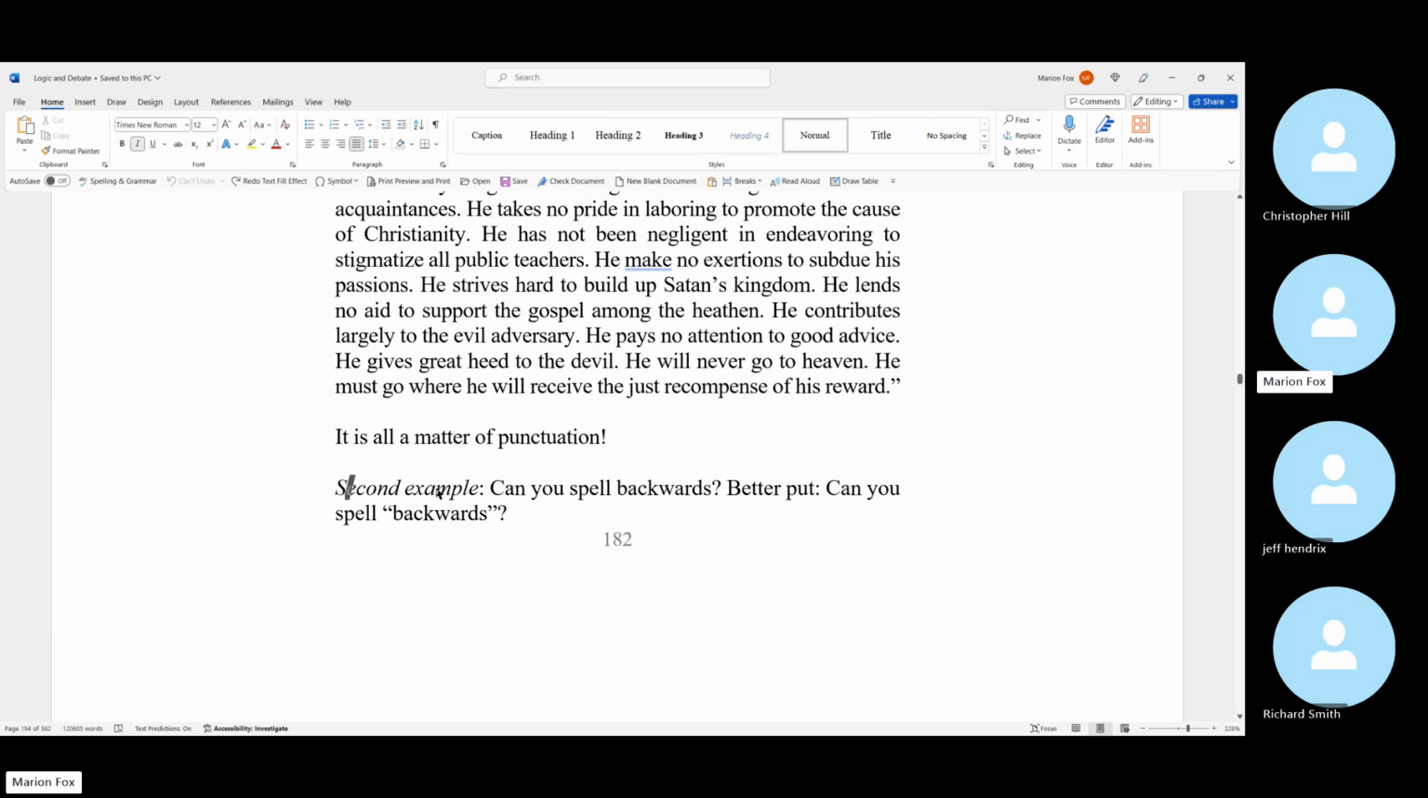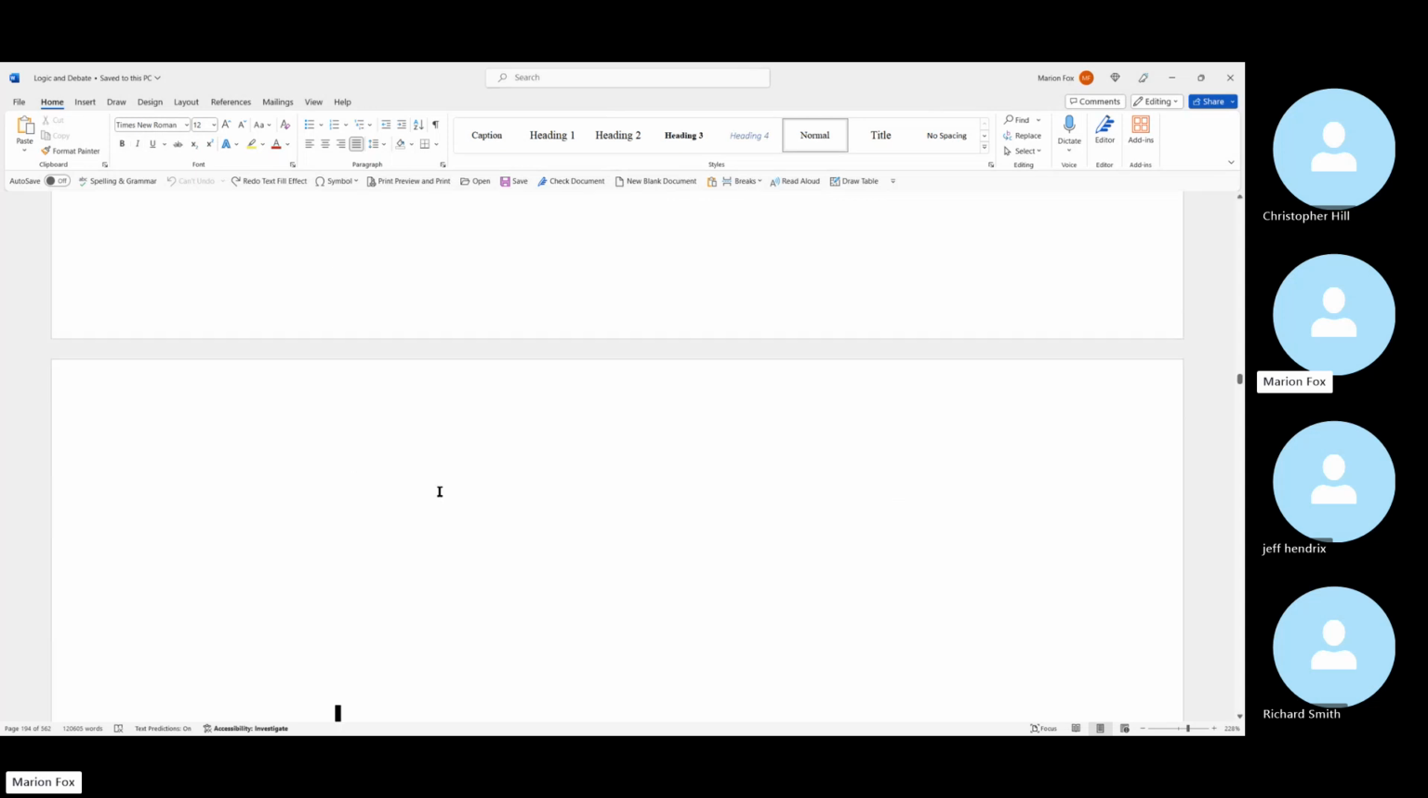And here's another one. Can you spell backwards? Well, what do you mean by that? Can you spell the word backwards, or can you spell backwards, the word backwards, or can you spell things backwards? See? So it has a double meaning, and you're not clear as to what it is. So it's ambiguous, not clear.